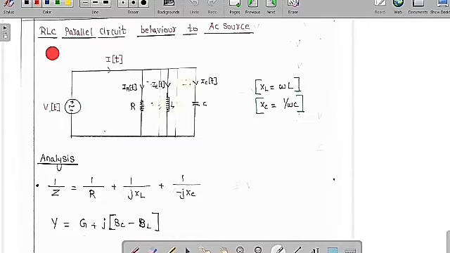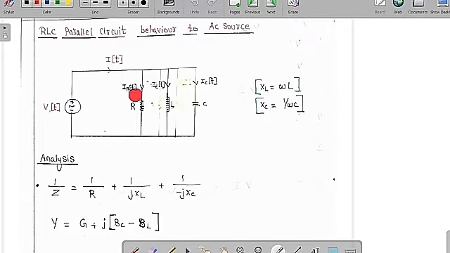So now we are going to study the RLC parallel circuit behavior to an AC source. What is the nature we are going to study? See, R, L and C are parallel elements, and we are going to connect them to a supply voltage source. The current drawn by the resistor is IR of t, the current drawn by the inductor is IL of t, and the current drawn by the capacitor is IC of t. The inductor reactance is omega L, the capacitor reactance is 1 by omega C, and the overall current drawn is I of t.